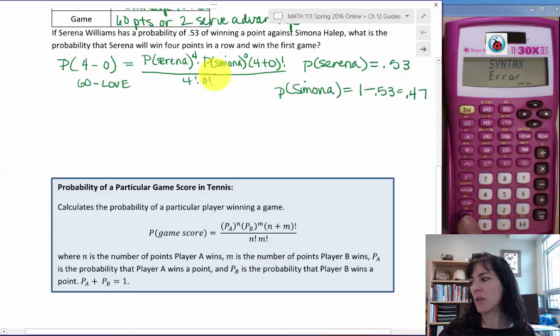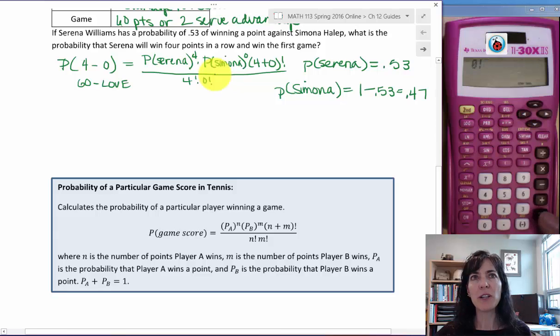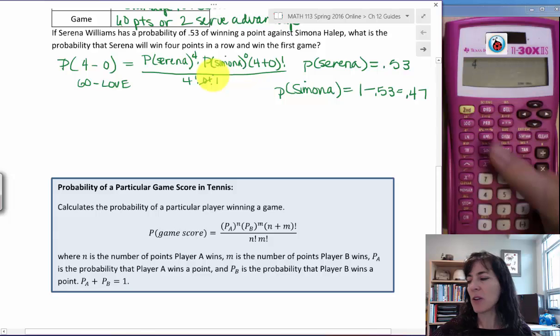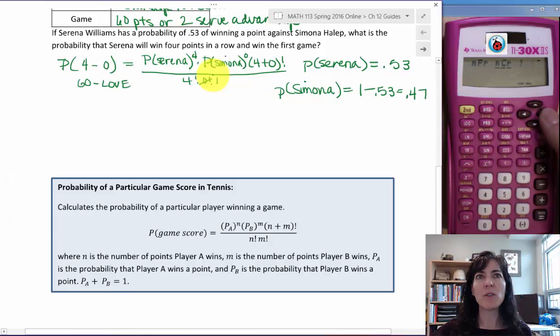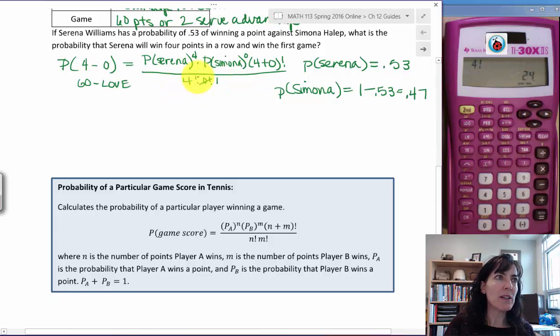You can put it on your calculator if you want to be sure. I can just do 0, and then it's my PRB key here. Slide over to the factorial button. Push enter, 0 factorial. The answer is 1. So 0 factorial is 1. And 4 factorial, we can also put that into the calculator. PRB, slide over to factorials. So I went too far. Go back 1, equals 4 factorial, and that is 24. So for my denominator, I have 24 times 1. It's 24.